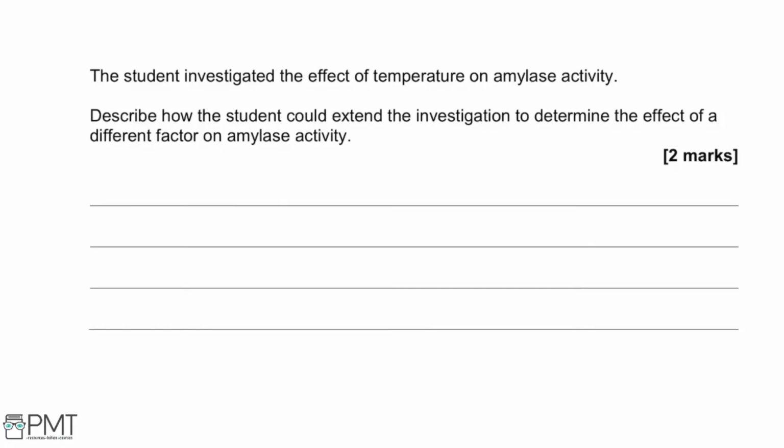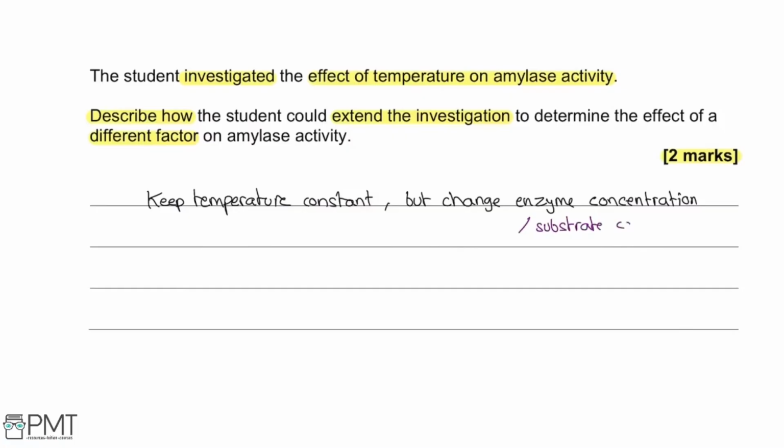The student investigated the effect of temperature on amylase activity. Describe how the student could extend the investigation to determine the effect of a different factor on amylase activity, and this is worth 2 marks. Well, first of all, they have to keep the temperature constant. This is now a control variable, so it can't affect the investigation. But they have to change something different, and this could be the enzyme concentration or the substrate concentration.